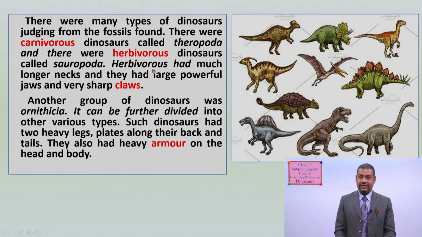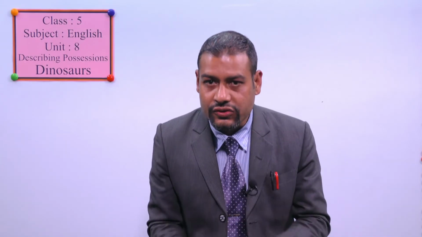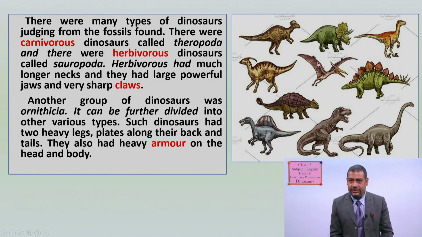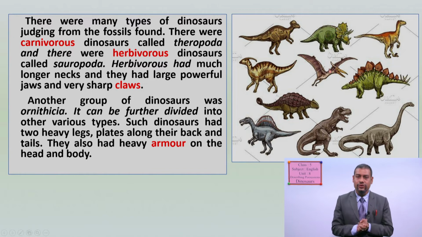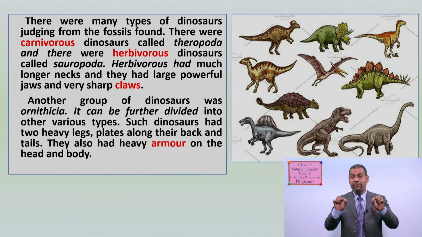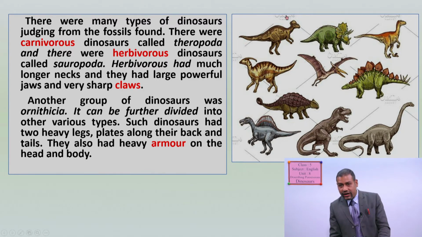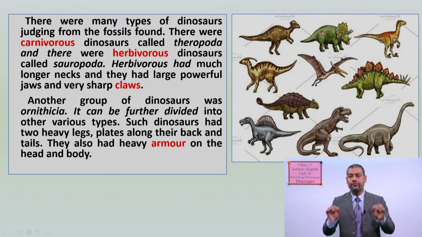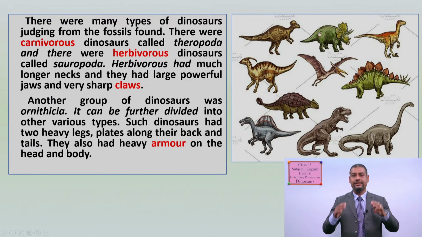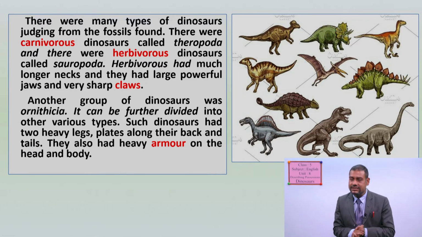So, see, I showed you in the video also, and look at this picture also, you can find different types of dinosaurs. And I have already told you how the scientists have made the conclusion that there were many types of dinosaurs, many species of dinosaurs, because they studied from the fossils. Okay, they found different fossils in different shapes.